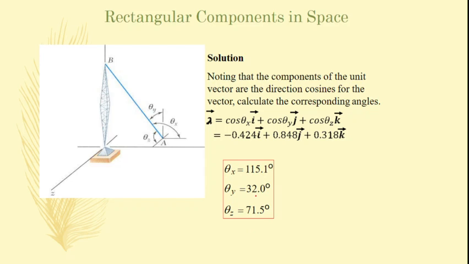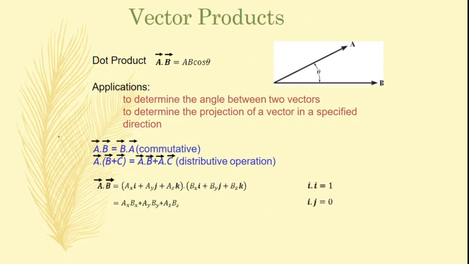Now you understand how we can actually calculate the angle which is made by the force in each direction, that is, for the Cartesian coordinate it is theta x, theta y, and theta z. Okay, now we go to the next part of this vector algebra.